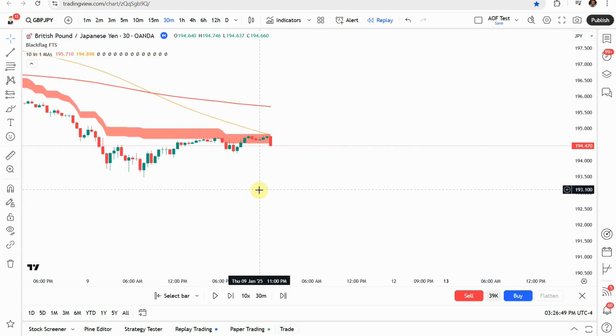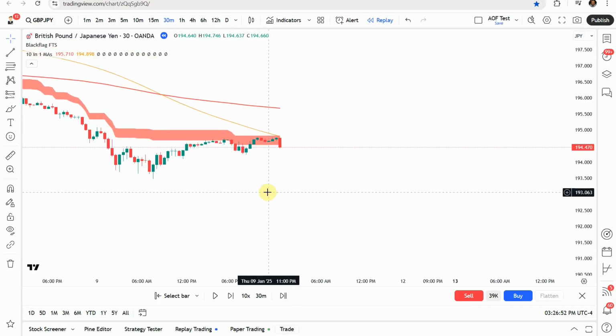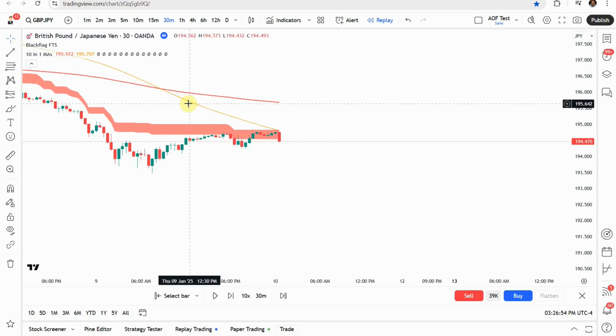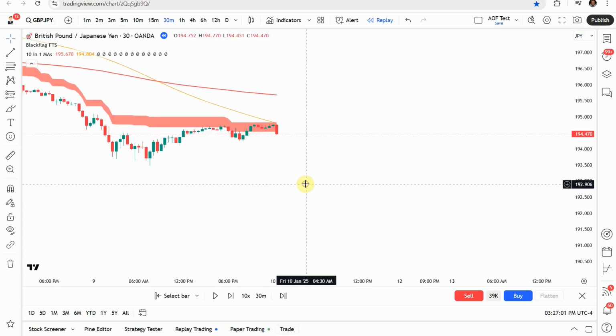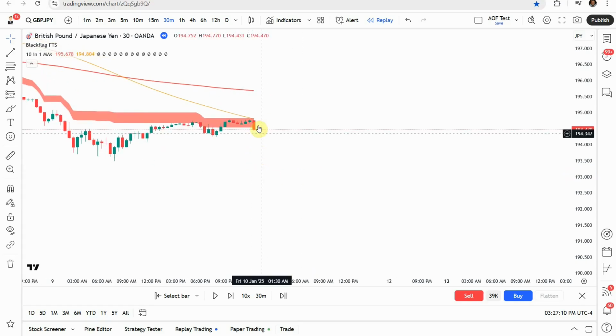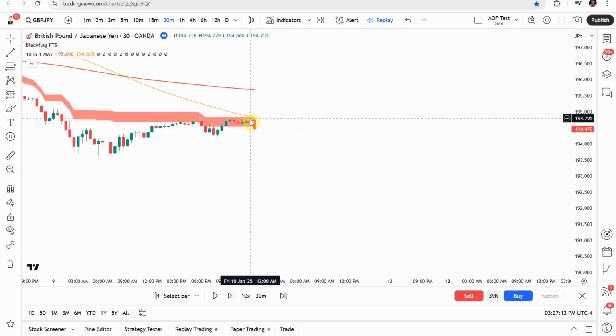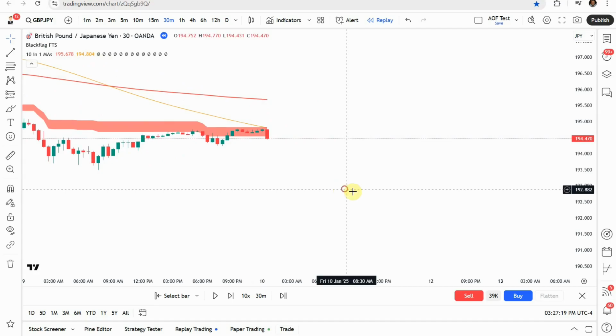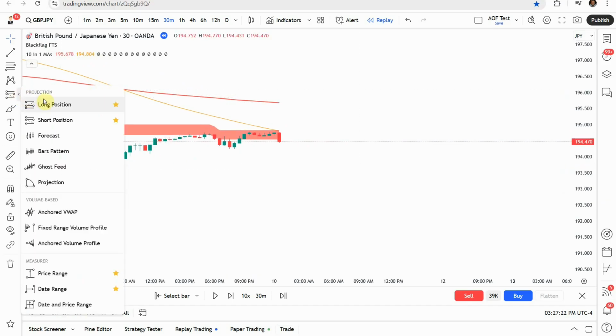And so what we're looking for in a short trade is we're looking for when the orange HMA line is below the red EMA. And then we are looking for price to pull back into the red Black Flag cloud like this here, and we are looking for price to then break out to the downside, and when it does that, we want price to also be below both the moving averages like it is here, and that'll be our signal to then enter into a short.